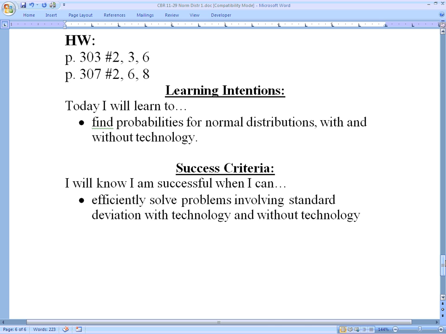Page 303 and 307, we'll find 3 problems on each. Ones with technology are on 307. Ones without are on page 303. Good luck, ladies and gentlemen.